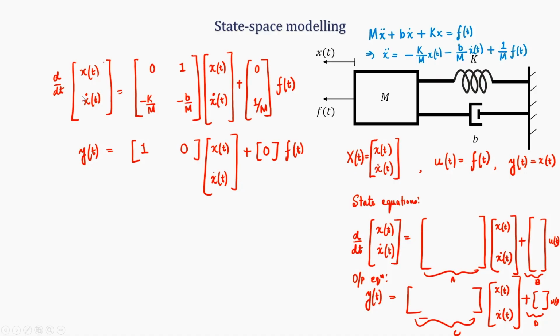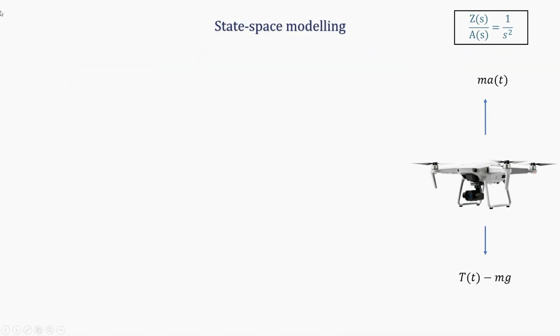Let us try the example of the quadrotor that we had been talking about, right. If you remember, the transfer function was z(s) by a(s) equal to 1 by s square in this case. What was the input in this case? If you remember, the input was acceleration, right. We took acceleration as our input. So, a of t is our input. What is the output in this case? The output was z(s), right, or z of t. Look at the transfer function, output by input, right. z is the altitude along the z direction.